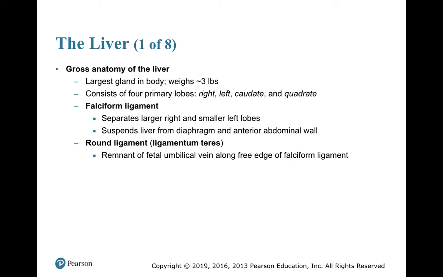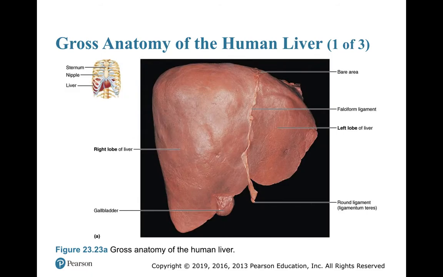The round ligamentum, formerly referred to as the ligamentum teres, is a remnant of the fetal umbilical vein along the free edge of the falciform ligament. Here we go. You can see the round ligament here and the falciform ligament here.